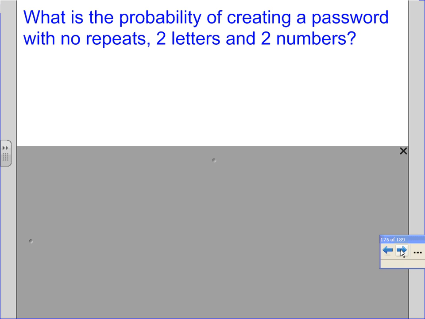What's the probability of creating a password with no repeats if there's 2 letters and 2 numbers? So you guys are trying to figure out my password for my grade book because you all want to have over 100%, okay? So pretend like my password has 2 letters and 2 numbers, but I can't repeat them. Okay, let's talk through this. First question is, how many lines am I drawing? Sean, how many lines am I drawing?